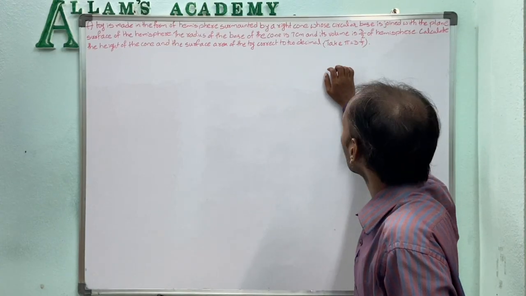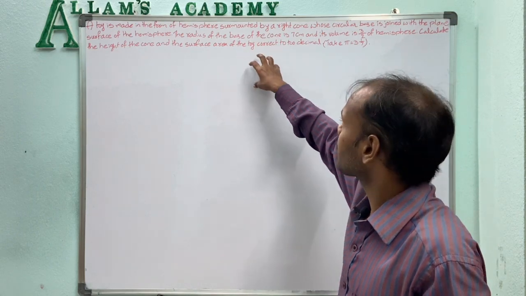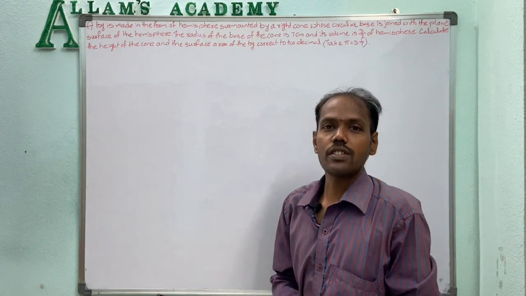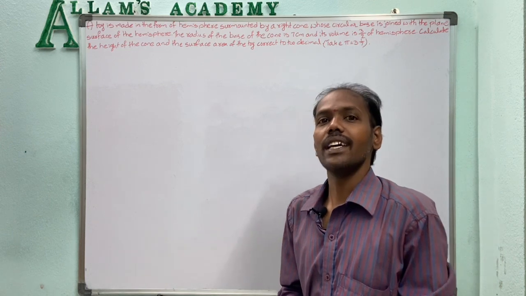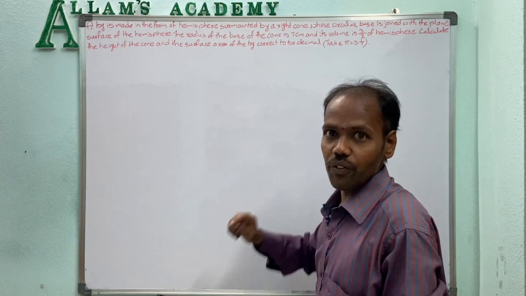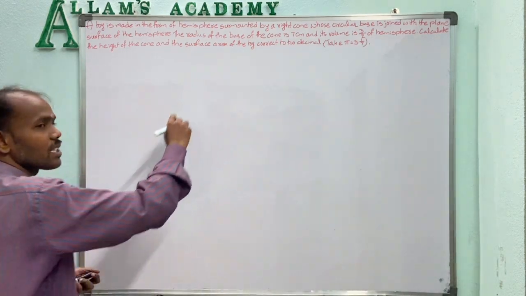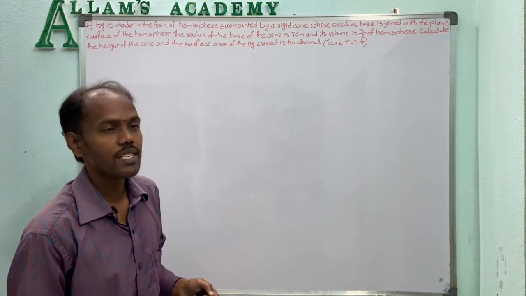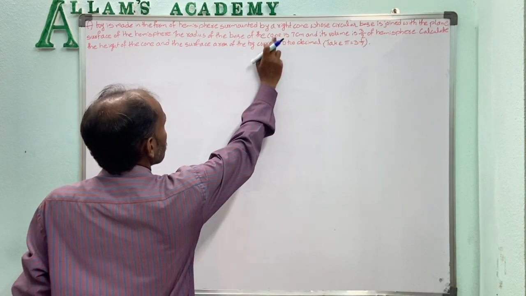So here we have to find the surface area of the tie, which is nothing but the surface area of the hemisphere and the surface area of the cone. The curved surface area of the hemisphere is 2 pi r square, and the curved surface area of the cone is pi r l. So here, from the given information, we find the curved surface area of the hemisphere and of the cone. First, given the radius of the base of the cone.